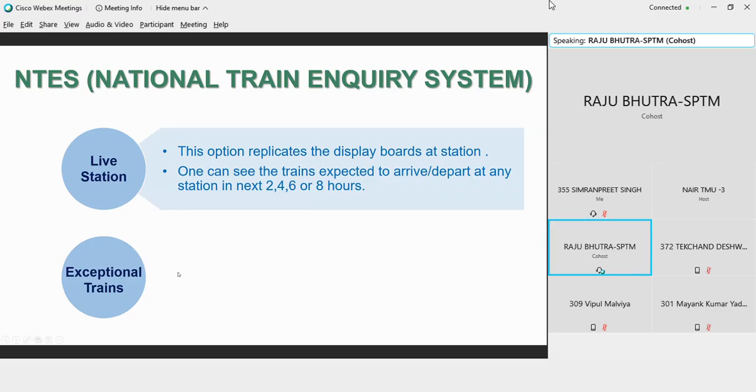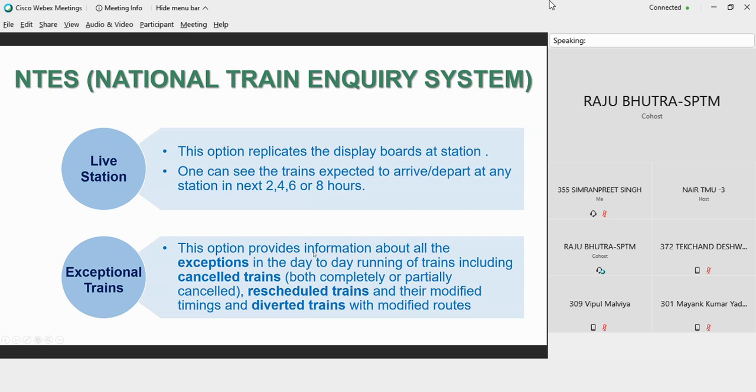Exceptional trains. This option provides information about all the exceptions in the day-to-day running of trains, including cancelled trains. So whatever exceptional running, cancellation, diversion, rescheduling, all such information about any such trains, that can be accessed using this.